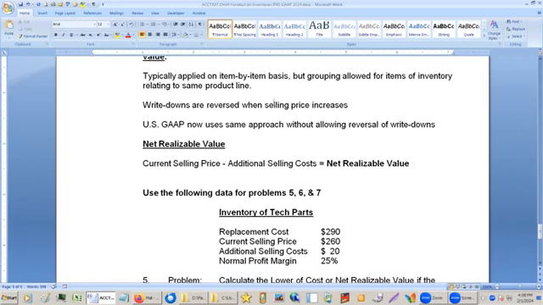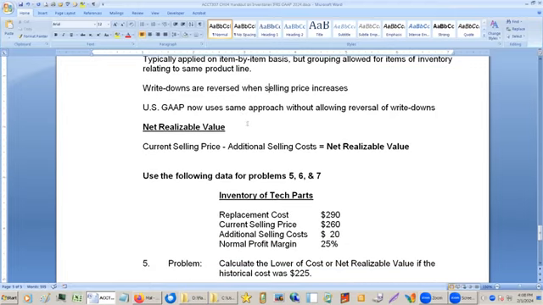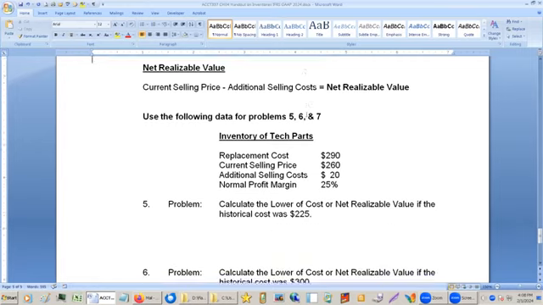Write downs are reversed when selling price increases. This is for international standards. And US standard uses the same approach, but without allowing for reversals. We don't like to have people reversing things. I don't know why, but we don't. So let's see how this all works.